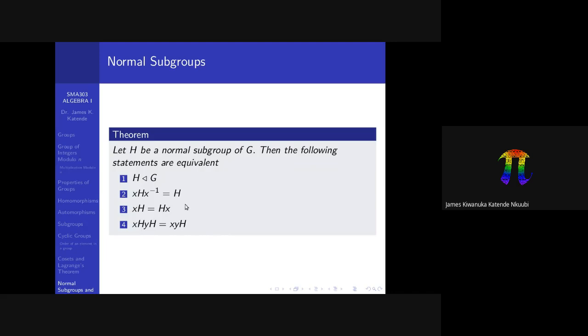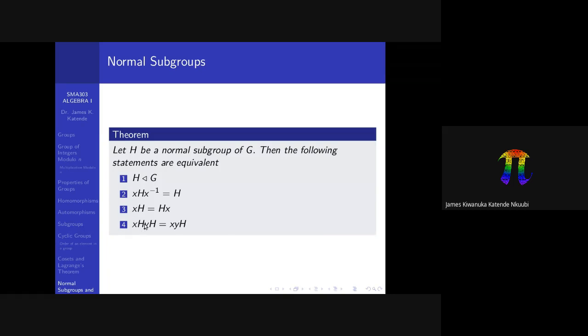It doesn't mean that the group is commutative, but it turns out that this set will have exactly the same elements as this set, so that any left coset of H determined by X will be equal to the right coset of H determined by X. So this also means that a subgroup is normal.